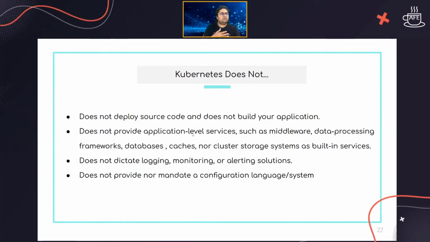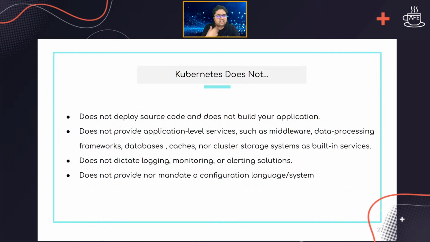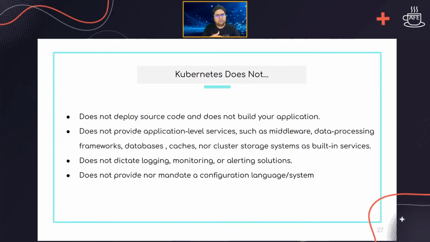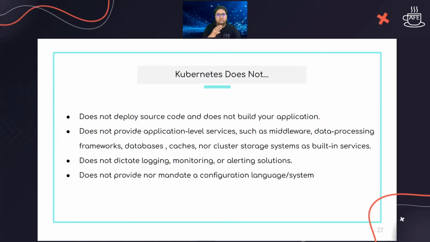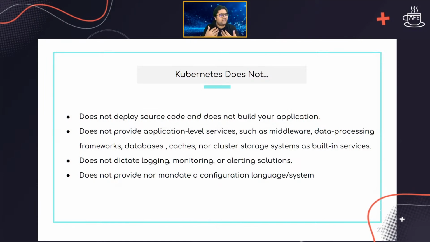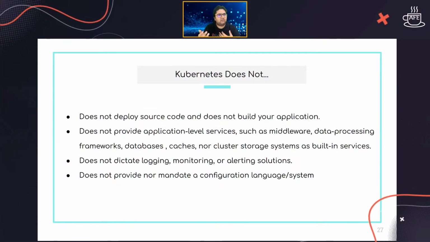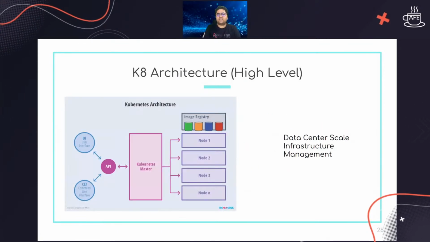There is no dictate on logging, monitoring, and alerting solutions. It pretty much supports most out of the box. There's a default way, but you can override them with standard APIs that Kubernetes provides. It also does not provide a mandate or any form of a configuration language. You can work with YAML, you can work with JSON, pretty much these two are the standards. And that's what Kubernetes is not.